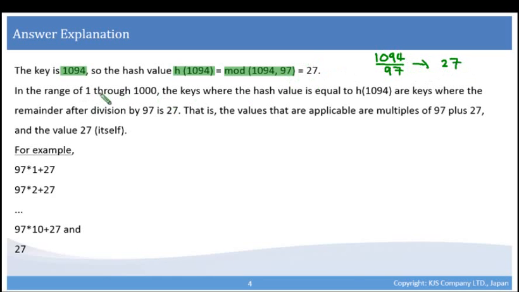So in the range of 1 through to 1000, which was also the specified range in the question, the keys where the hash value is equal to h of 1094 are keys where the remainder after division by 97 is 27, as we had with our h of 1094. That is, the values that are applicable are multiples of 97 plus 27, and the value of 27 itself. So for example, 97 times 1 plus 27 will have a hash value that is equal to our h of 1094. 97 times 2 plus 27, and so on, including the value of 27 that we just mentioned at the end.